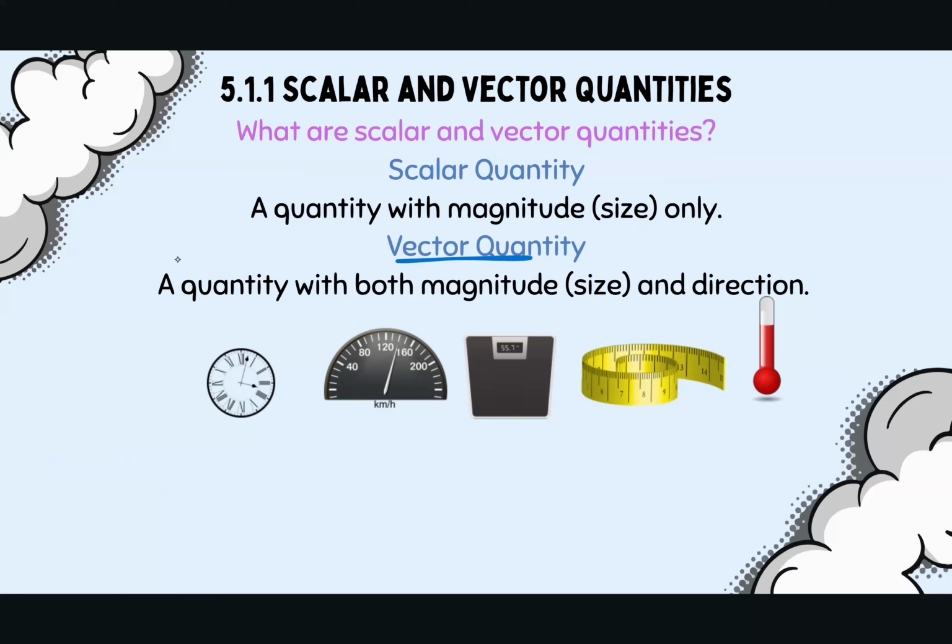A vector quantity, on the other hand, is a quantity that has both magnitude or size, and it also has direction. So that's like myself saying, I'm walking for 100 meters due east. So now you know I've walked 100 meters, but in an easterly direction. So you know what direction I've gone also.